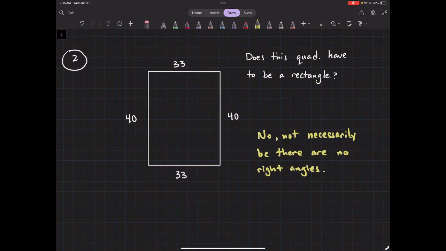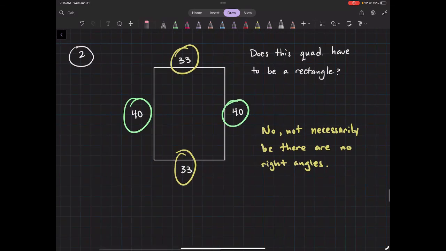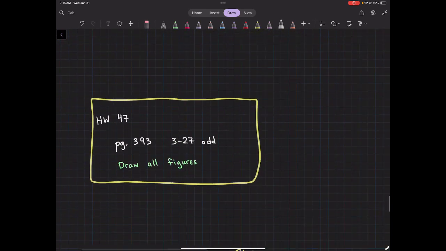Yes, they have opposite sides being congruent to each other. It looks like a rectangle, but if they don't draw in the squares, or even just one of them, then you can't say for sure that this is a rectangle. Okay, I think we're done.